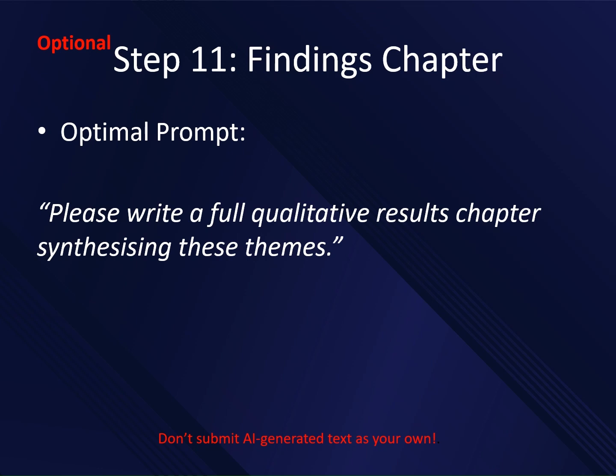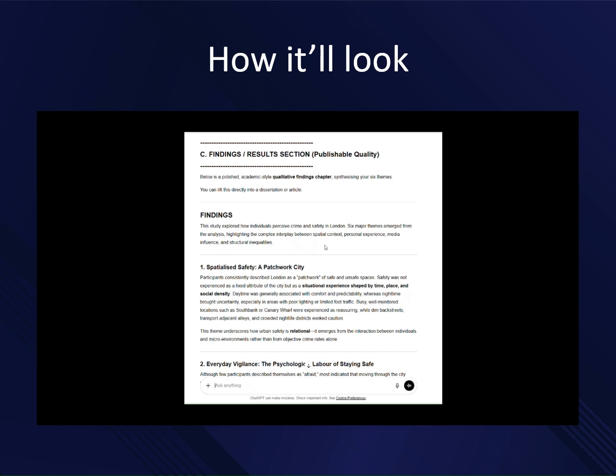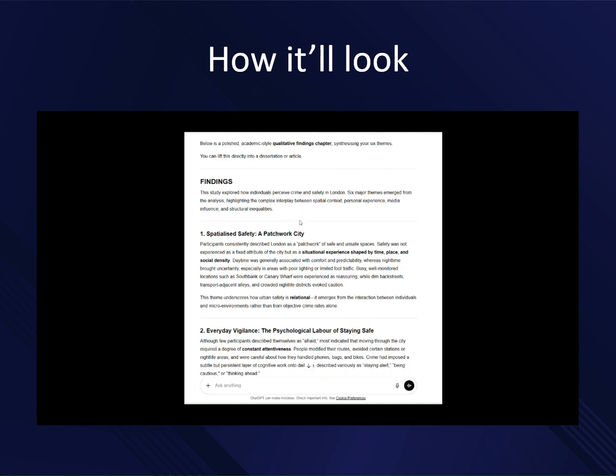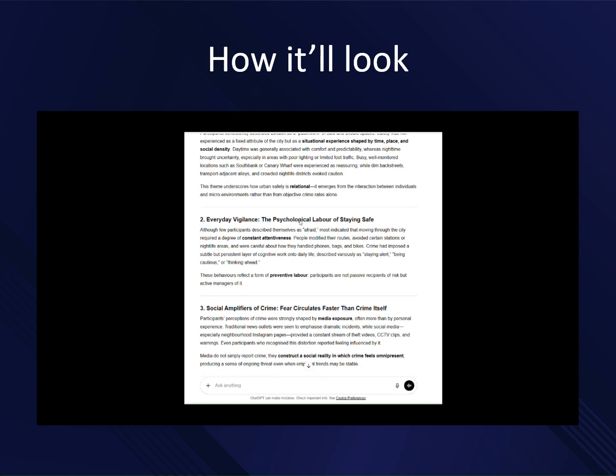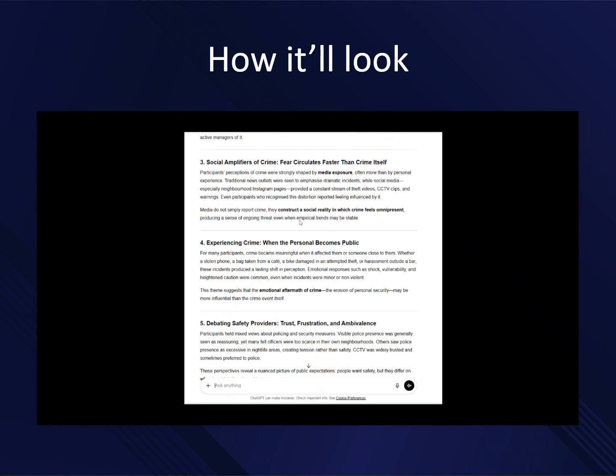Of course, anyone submitting their research work to their university or to a journal should read carefully the policy on the use of AI. In all cases, we would strongly advise against the submitting of AI text as your own work. This is how the findings chapter will look. Use it as a guideline and resist the temptation to copy and paste it into your document.